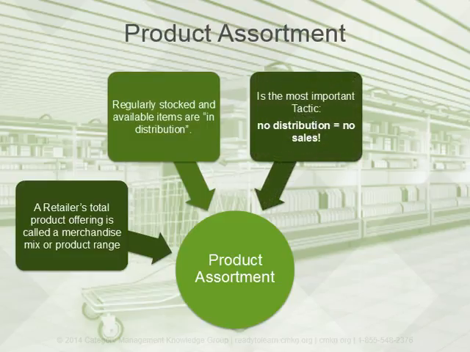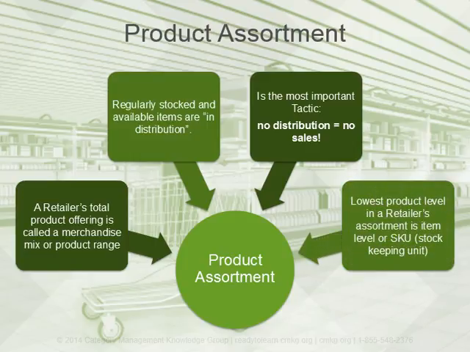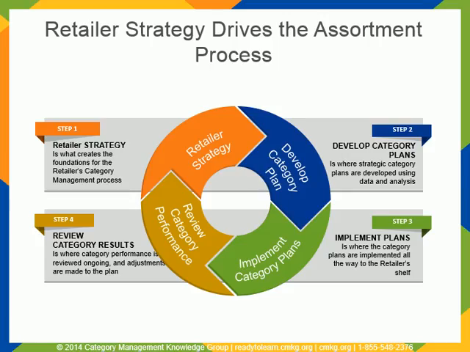Distribution, or product availability, is the most important tactic. If a product is not available for sale in the store, it will not sell. And finally, the lowest level of detail in a retailer's assortment is the item level or SKU level, which stands for Stock Keeping Unit.